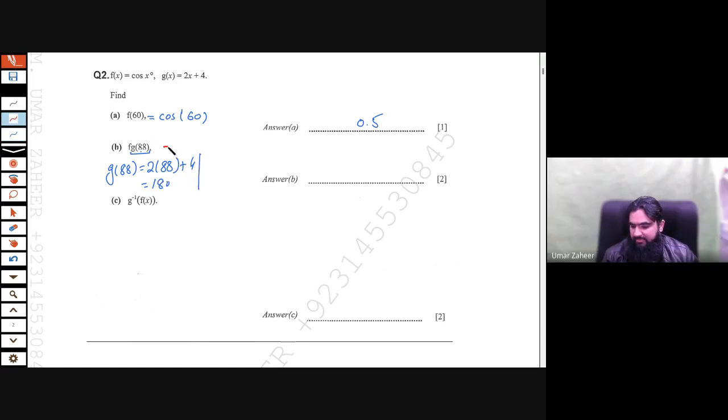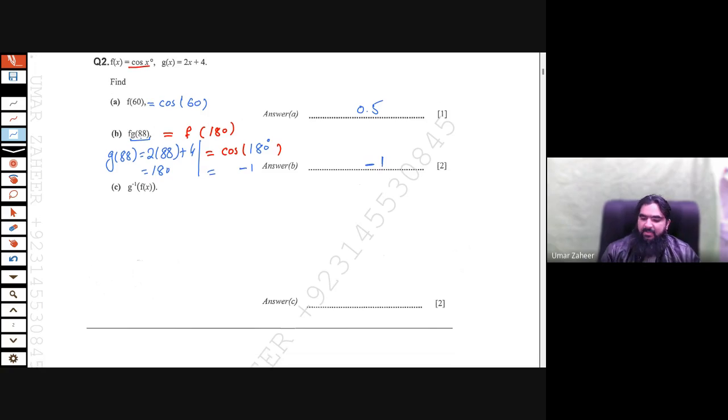Now the value of g of 88 is 180. Now we are applying the f function. The f function is cos x. So at the place of x, we will substitute 180, and cos 180 is equal to minus 1. In the C part, he says that you have to find g inverse of f of x. We have the value of f of x, but we don't have the value of g inverse. So that's why we'll find g inverse first of all.